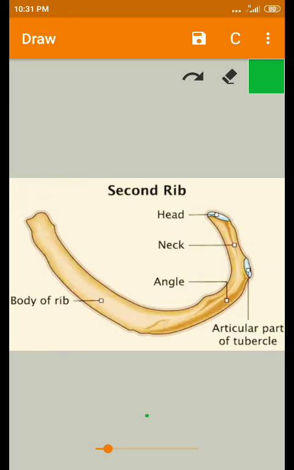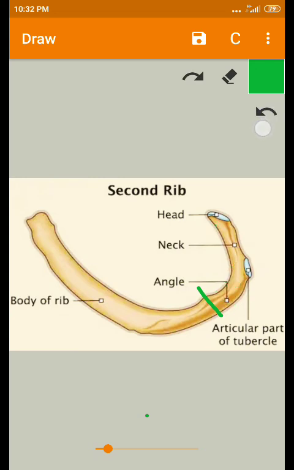The posterior part of the rib will have an upper border, and this upper border has two lips, the outer lip and the inner lip. This outer lip is present just in front of the angle, and it is rough.